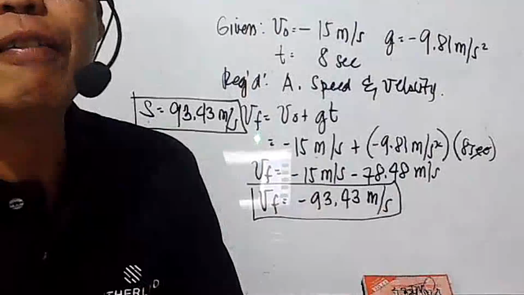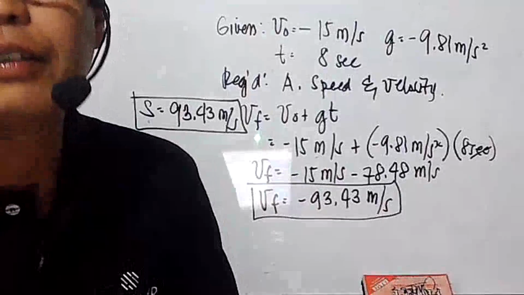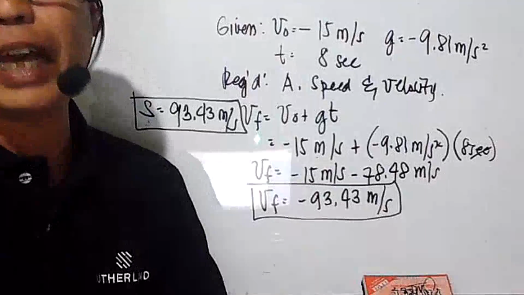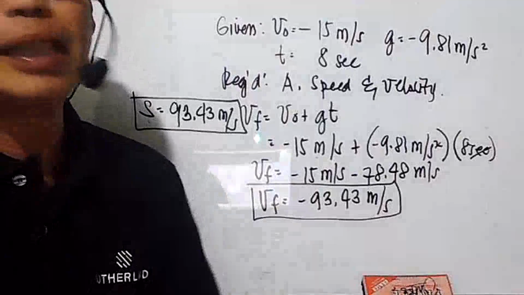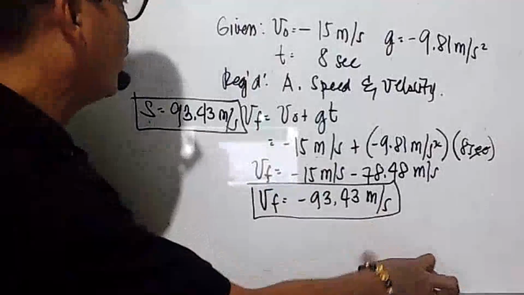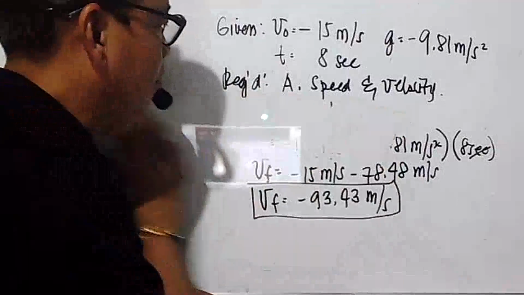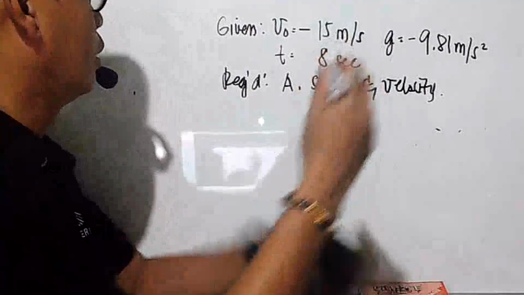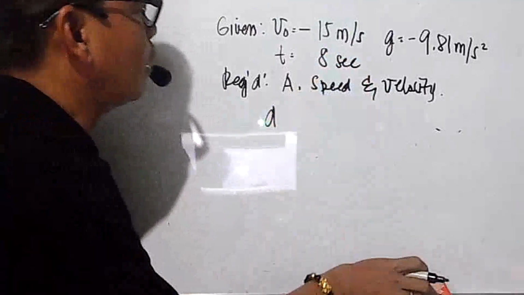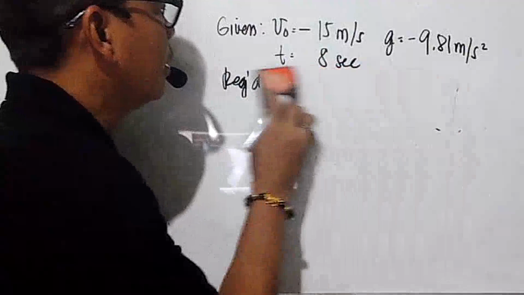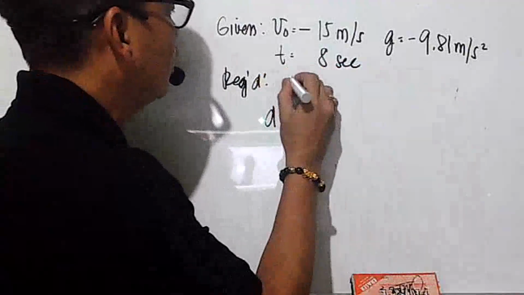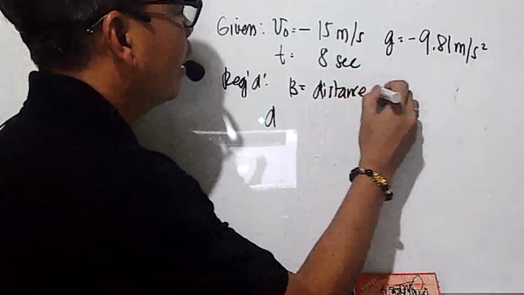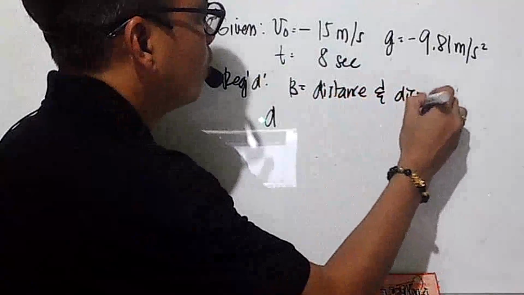And then we're also looking for how far they travel during this time and what is its displacement. So let's continue with that. I'll be erasing this part, the solution. We have the same given. Your D now, this is for B. We're looking for the distance, again, distance and displacement.